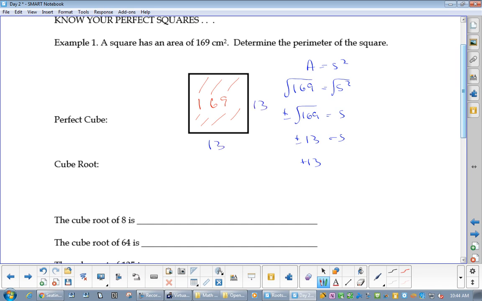And my most common wrong answer for this is 26. Okay? Because what do they do? Just add the length and width together. But perimeter is all the way around. So then we should be doing perimeter equals 4 times s. Perimeter equals 4 times 13. Perimeter equals 52.